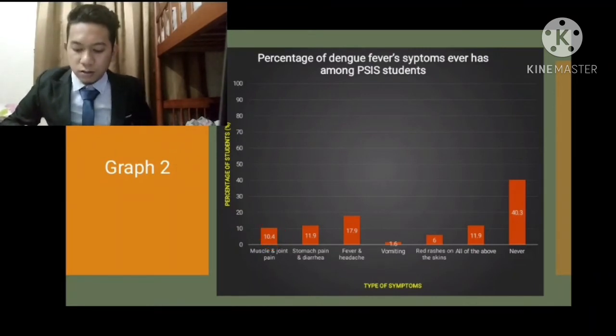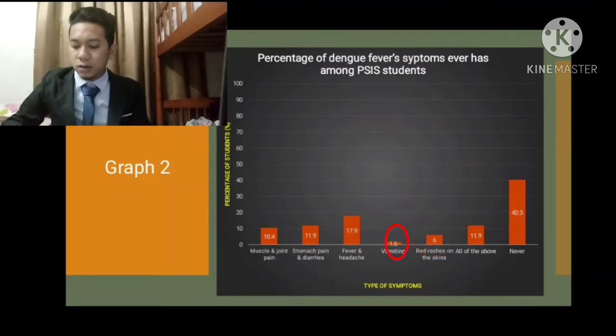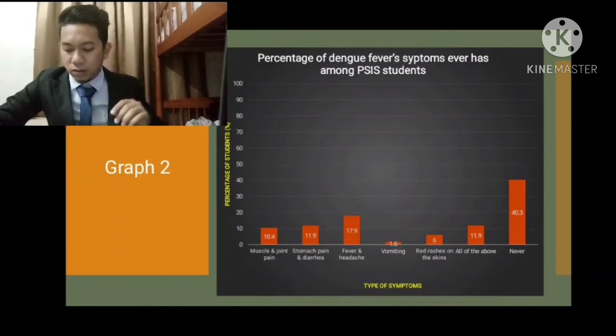While the balance, about 6% of Psis students voted red rashes on the skin, and about 1.6% of Psis students voted vomiting. Comparison. I will compare these three different answers voted for this questionnaire.